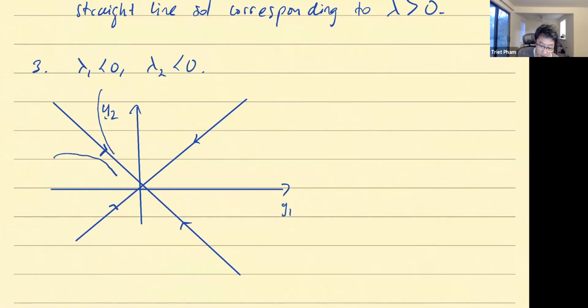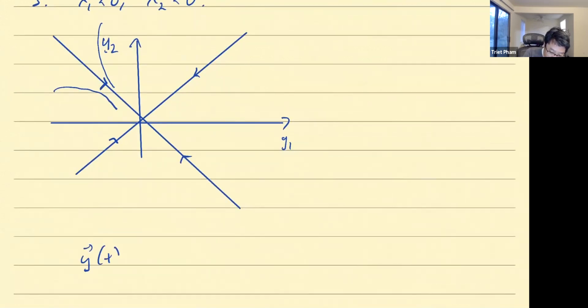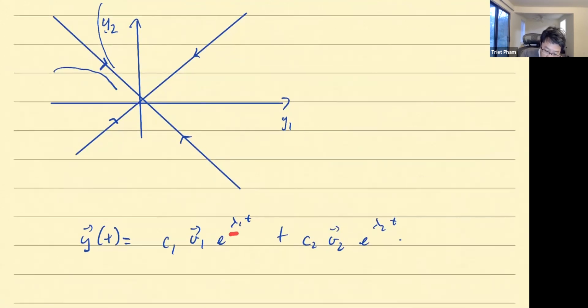And it's easy to see that in this case, anywhere you are, you will get pulled in. This is easy even from the solution, because you see y of t is c1 v1 e to the lambda 1 t plus c2 v2 e to the lambda 2 t. Because both of these lambdas are negative, the limit as t goes to infinity of e to the lambda i t is equal to 0. And therefore, clearly this will come out to a zero vector anywhere, for any c1, c2, anywhere you start.